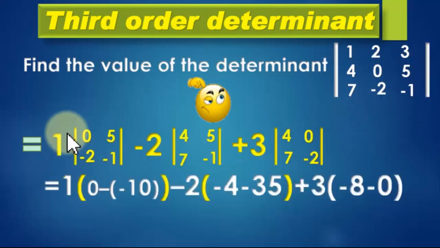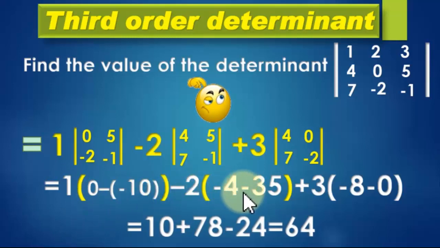Now we will calculate the value. 0 times negative 1 minus 5 times negative 2. Minus 2 times 4 times negative 1 minus 5 times 7. Plus 3 times 4 times negative 2 minus 0 times 7. 0 minus negative 10, which is 10 times 1 equals 10. Minus 2 times negative 4 minus 35, which is negative 39. Plus 3 times negative 8. 10 times 1 equals 10, negative 2 times negative 39 equals positive 78, positive 3 times negative 8 equals negative 24, so the value is 64.